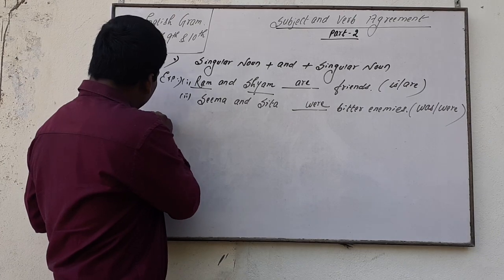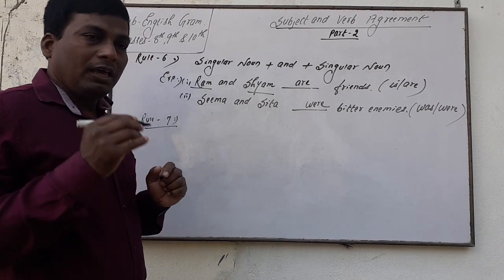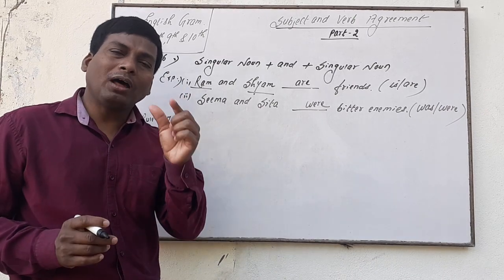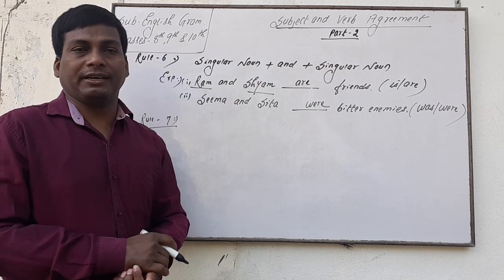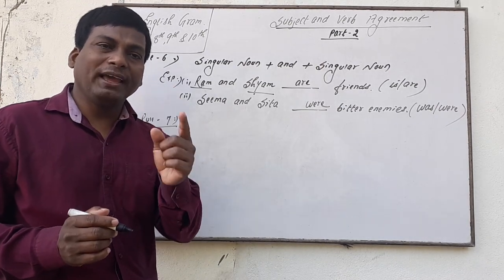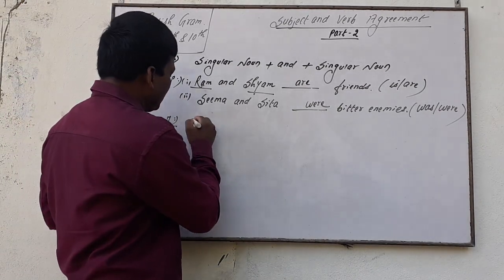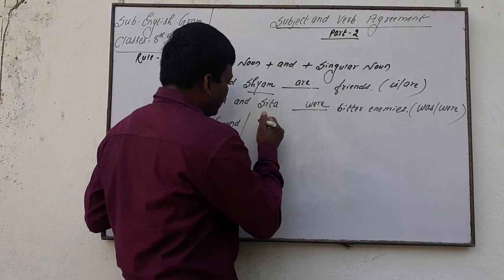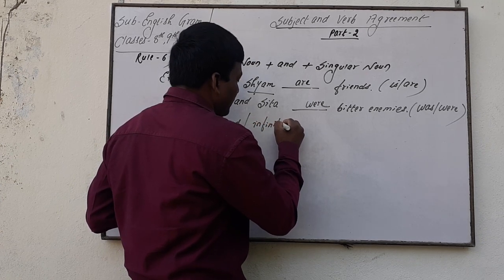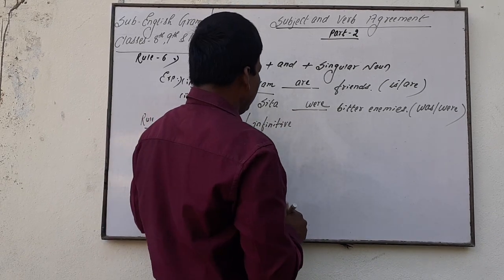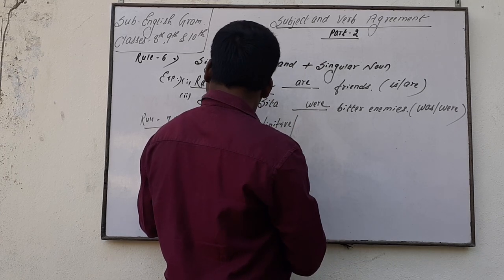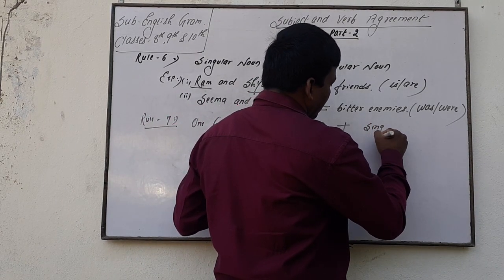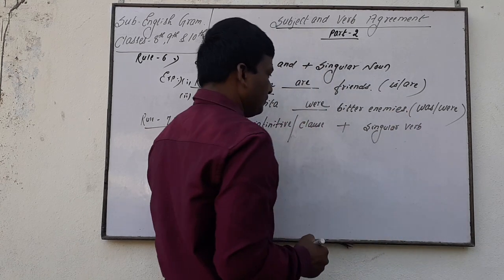Another thing, rule number 7. If one gerund, one clause or one infinitive is the subject of a sentence, then the verb will also be singular. Suppose that one gerund, infinitive, oblique clause plus singular form. How?